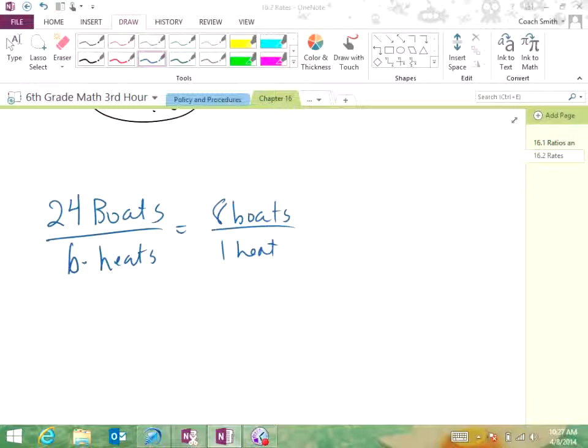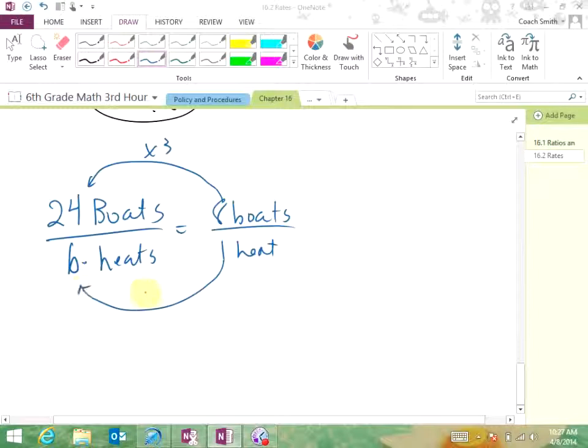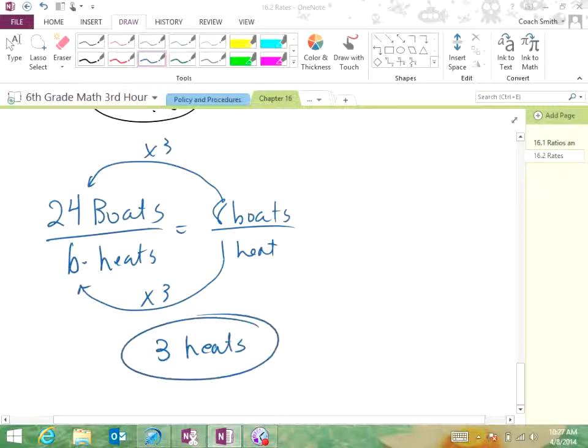So the answer then is what, Drew? 3 heats. So we ask ourselves once again, what did we do to 8 to make it 24? You multiplied by 3. So we have to do the same thing to 1. And so that means there's 3 heats. So it's very similar to what we did yesterday with the proportions. Now they just put labels on it. It's not really any different than what we did with the proportions.